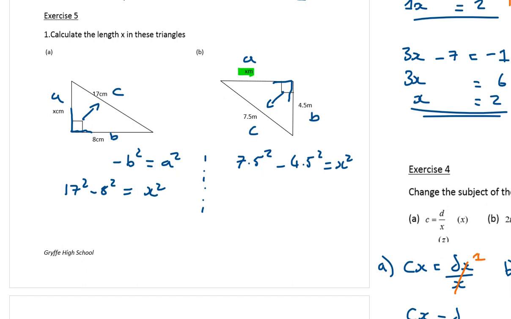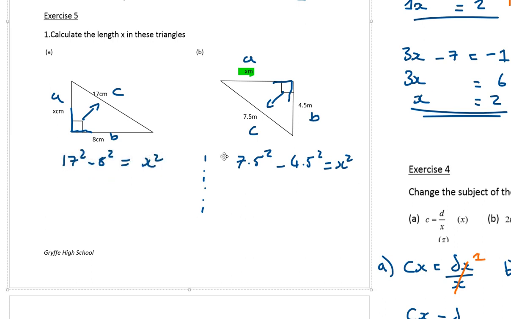So actually, just to be consistent, I'm just going to take away the algebra just to kind of show you how simple this working is. So it's the big one squared take away a small one squared equals the other small side squared. You need your calculator for these questions. So I'll do the first one.